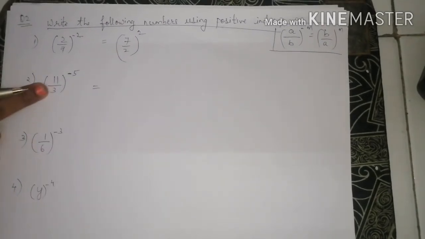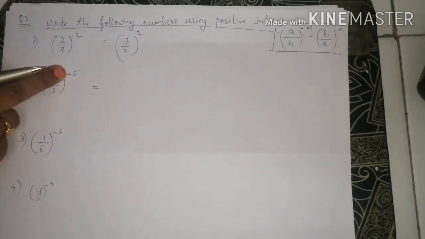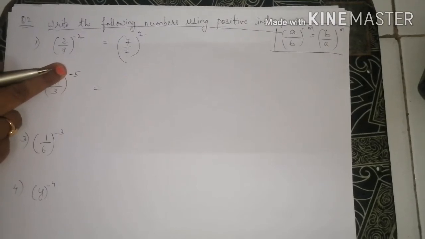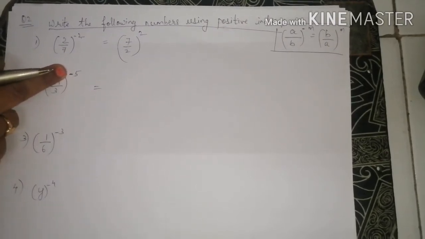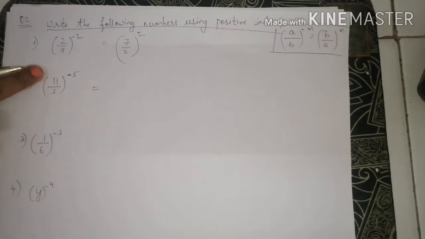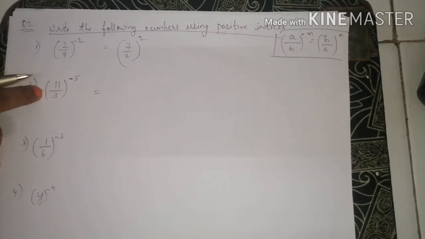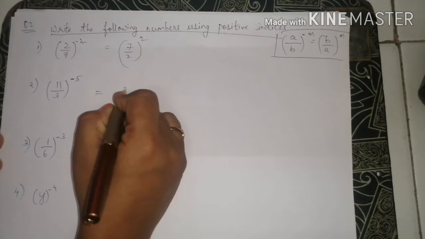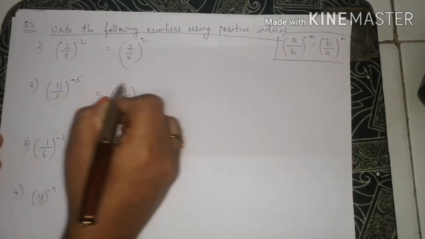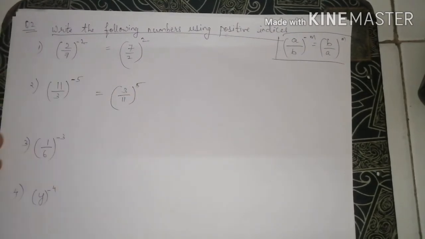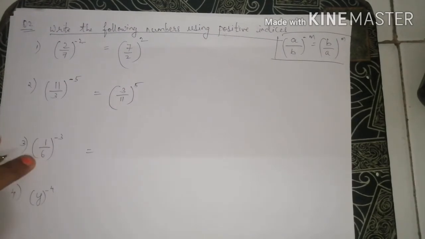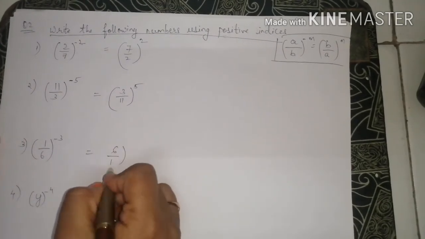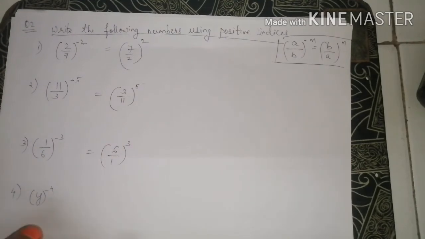Similarly here also, 11 upon 3 raised to minus 5. This is negative. We want to make it positive, so you have to make minus 5 into plus 5. So what you will do, you have to take the reciprocal of the numbers which are inside the bracket. So 11 upon 3 will become 3 upon 11 raised to positive 5. 1 upon 6 raised to minus 3 will become 6 upon 1 raised to positive 3.